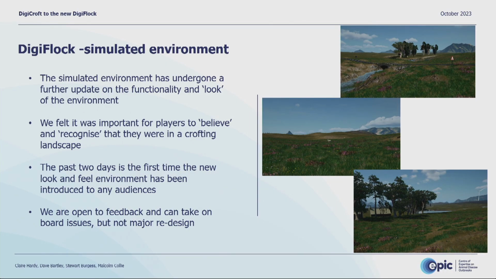So we've updated the background. We've tried to make the simulated environment look a bit more like a generic crofting area. We had too many trees before, apparently, so we've reduced the number of trees. We've made them more in little clumps. There's no big forests anymore because a lot of the crofters and the farmers said, don't be ridiculous, we can't possibly have that many. Apparently, my mountains are too pointy, so I might have to do something about that.